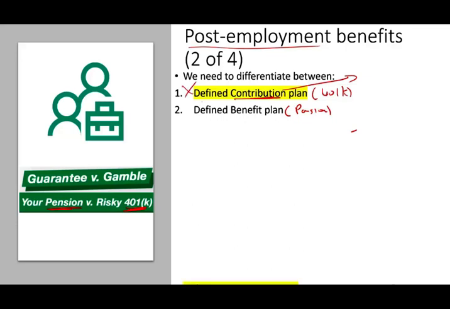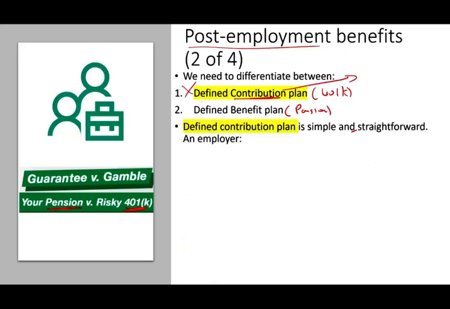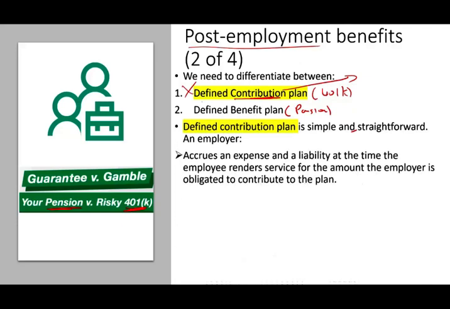Okay, so what is a defined contribution plan? It's simple and straightforward. An employer accrues an expense and a liability at the time the employee renders the service for the amount the employer is obligated to contribute for the plan. So if you work for the company, they might say every year we're going to pay into an account, I don't know, $10,000. So we're going to put $10,000 on your behalf. Let's make it $12,000. Just make it divisible by 12. So what happened is this.